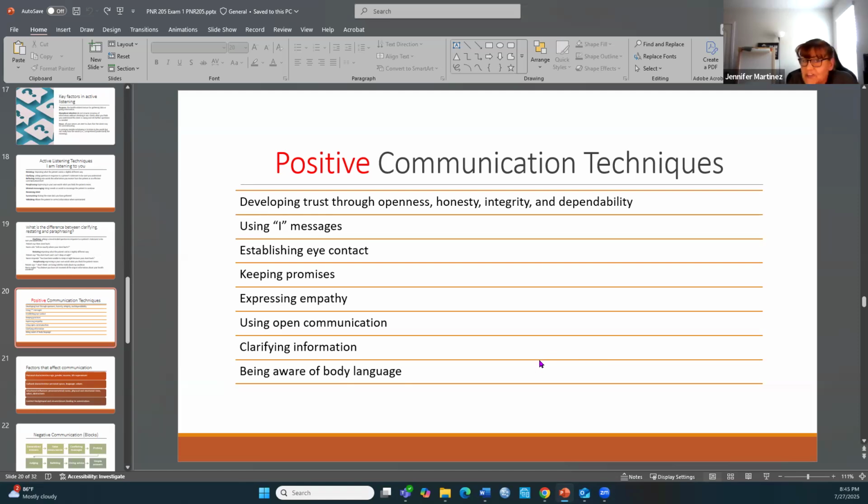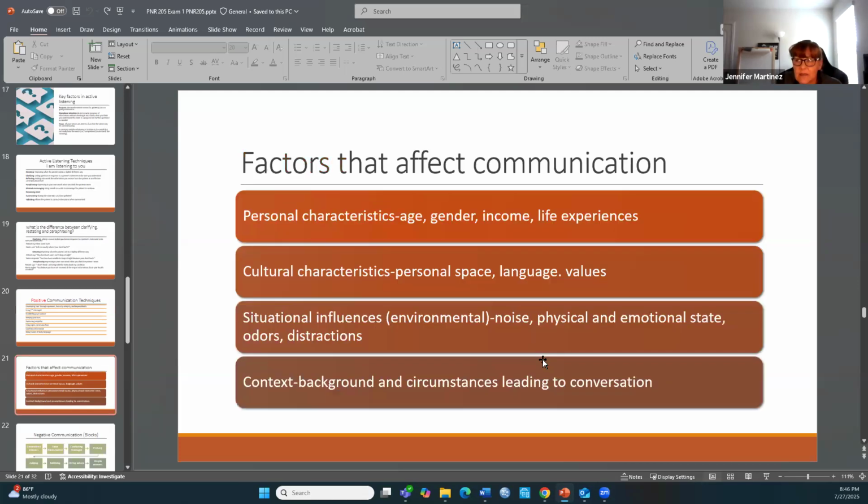Not just your body language, right? But the body language of our patients as well, because they need to be congruent, they need to match. And so we need to really pay attention so that we don't overlook or miss anything. Things that affect communication: personal characteristics, things like age, gender, income, life experiences, and the cultural characteristics like personal space, language, values. I'm going to throw eye contact in there as well because that will often fall under a cultural characteristic.